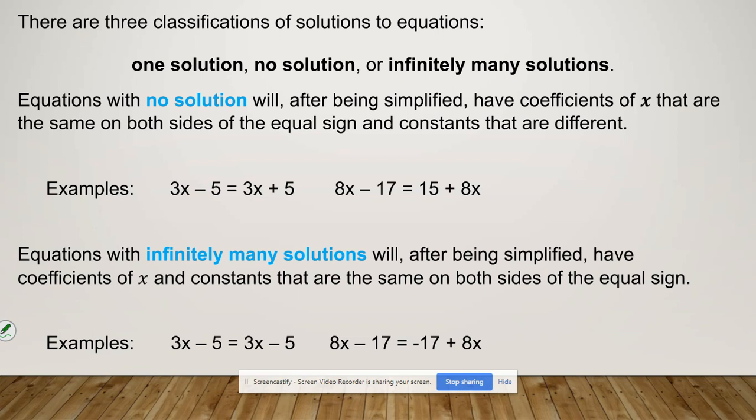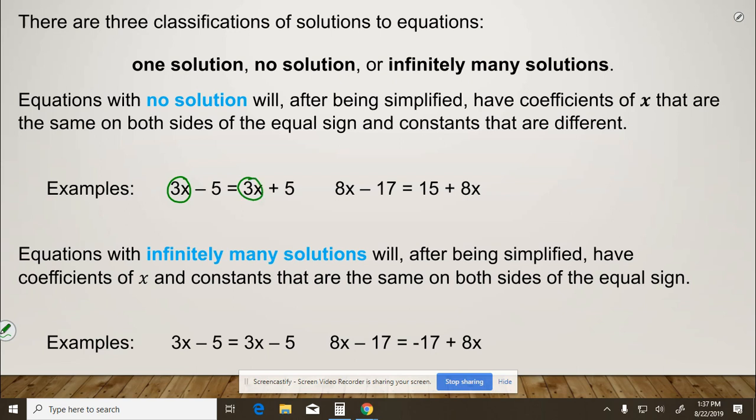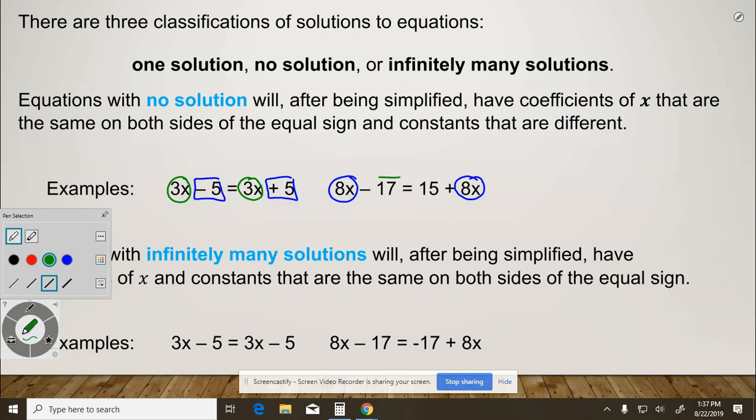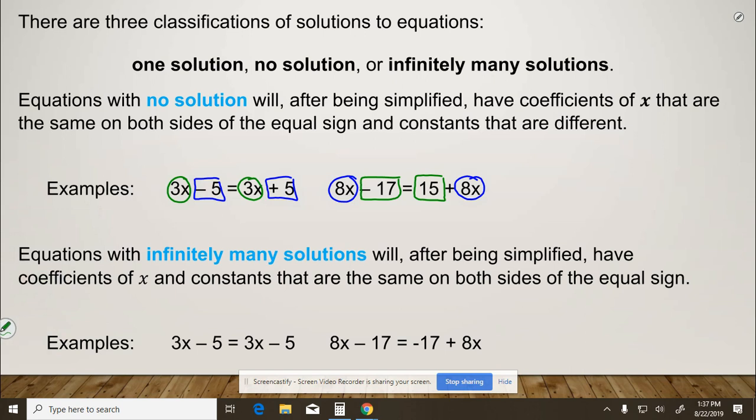Equations with no solution will, after being simplified, have coefficients of x that are the same on both sides of the equal sign and constants that are different. So take a look at the examples. Here we have the coefficients 3x and 3x that are the same, and constants -5 and +5 different. So if we were to solve this, it would have no solution, would not have an answer. In the second example, we have 8x and 8x, the same, but -17 and +15, different. So again, this would wind up being no solution, and we'll see why in a minute.